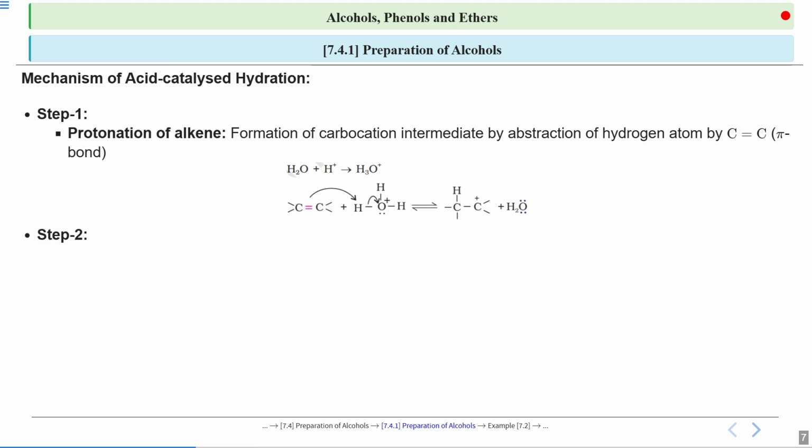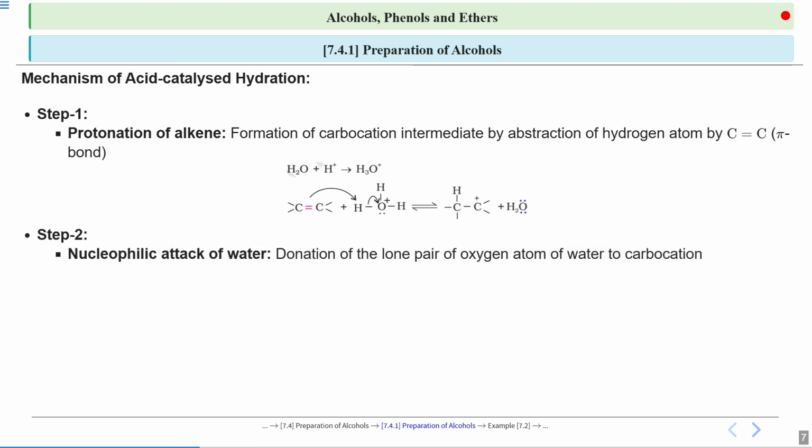Step 2 involves the nucleophilic attack of water. So there is donation of a lone pair of oxygen. The water molecule has an oxygen present in it, and oxygen has lone pairs on it. Those lone pairs are going to be donated by water to the carbocation. So what will happen? We have got our carbocation in the first step. Now this water molecule, having oxygen with lone pairs over it, is going to attack the positive charge of the carbon to stabilize the carbocation.